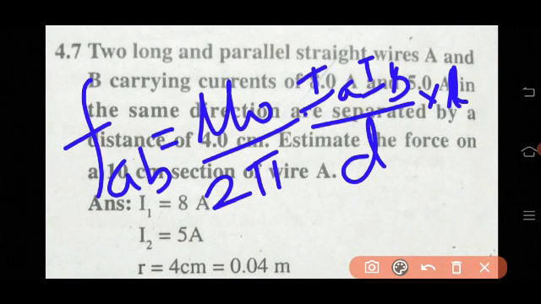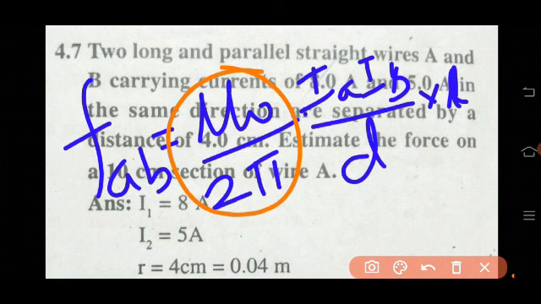Just write this equation as mu naught by 4 pi. How can you write it? Just divide and multiply by 2, so in place of 2 you will get 4. You will get the general equation as mu naught by 4 pi into 2 IA IB by D into L. IA is the first current, IB is the second current, D is the distance between the two wires, and L is the section of the wires.